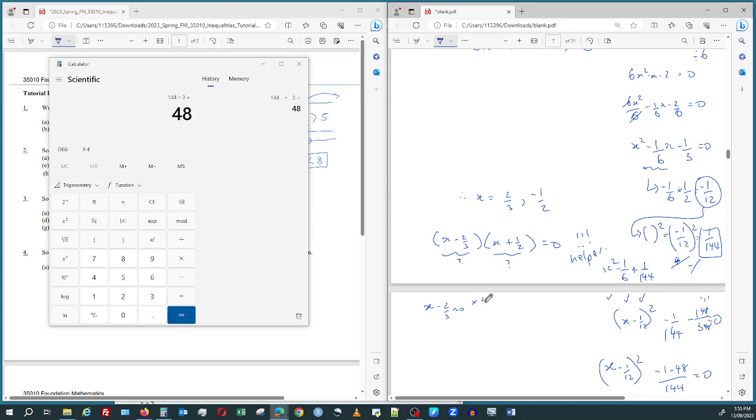You can times that by 3. So you'll get 3x minus 2. This one here is x plus a half is equal to 0. So times by 2. So we'll get 2x plus 1. So those things that we actually wanted were 3x minus 2 and 2x plus 1. Now, that's your factorising.